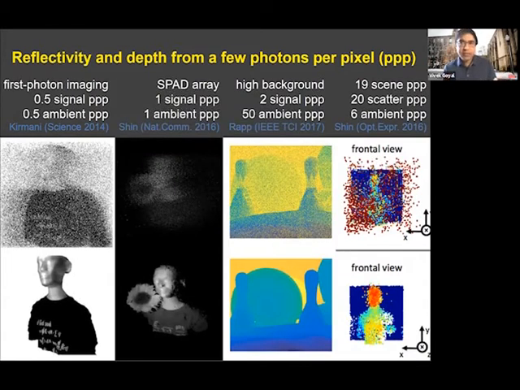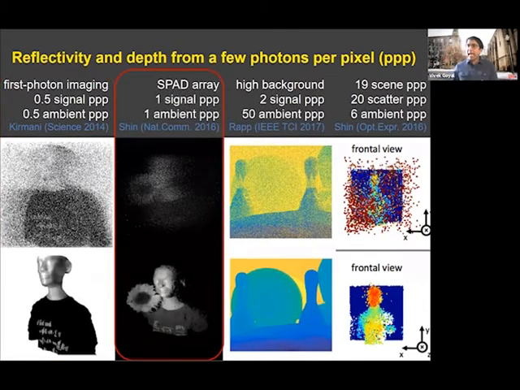Along these lines of observing small numbers of clicks and making reflectivity and depth estimates, I've gathered some examples where the first row shows conventional processing of some data, and the second row shows what we obtain with the same data. What I was describing here is what we call the first photon imaging method, which can be effective down to a signal to background ratio of about 1. So there's 1 photon per pixel, and about half of the detected photons are due to signal light. I call that half a signal photon per pixel and half an ambient light photon per pixel.